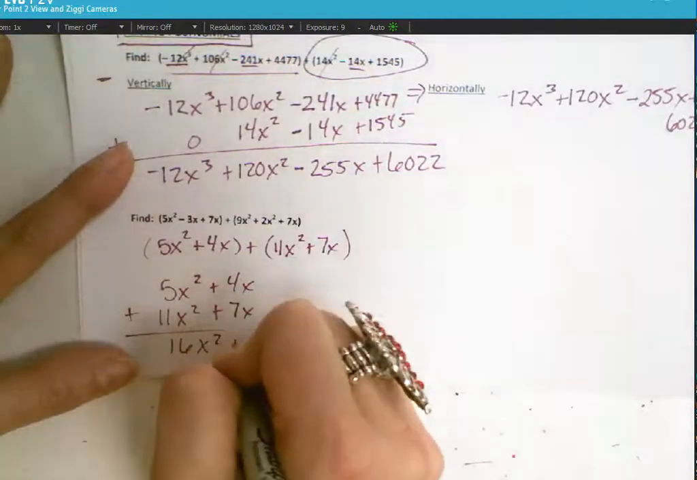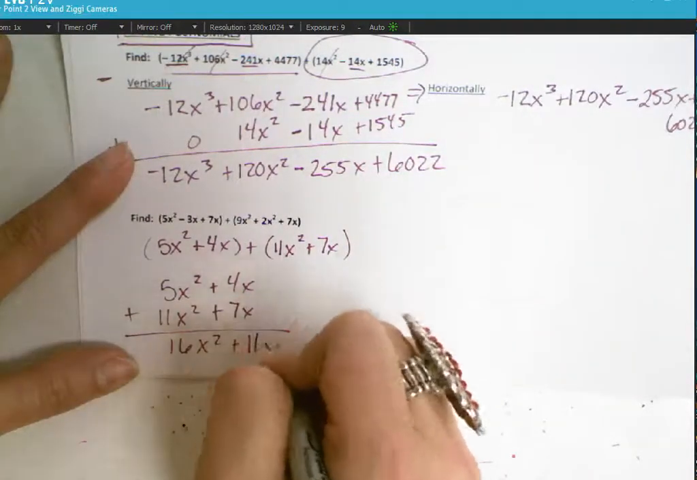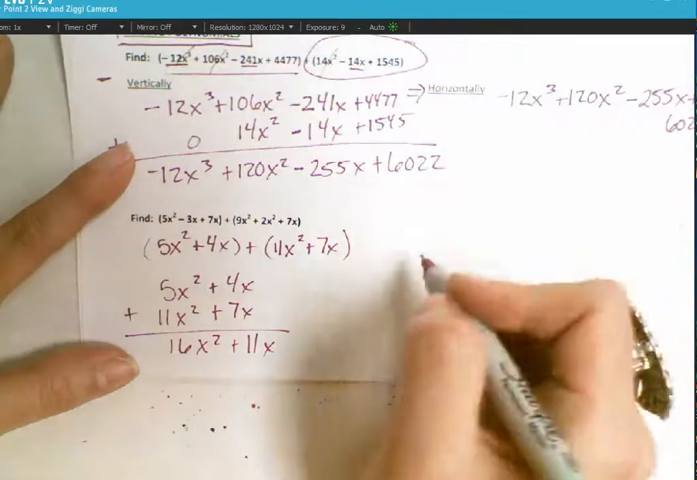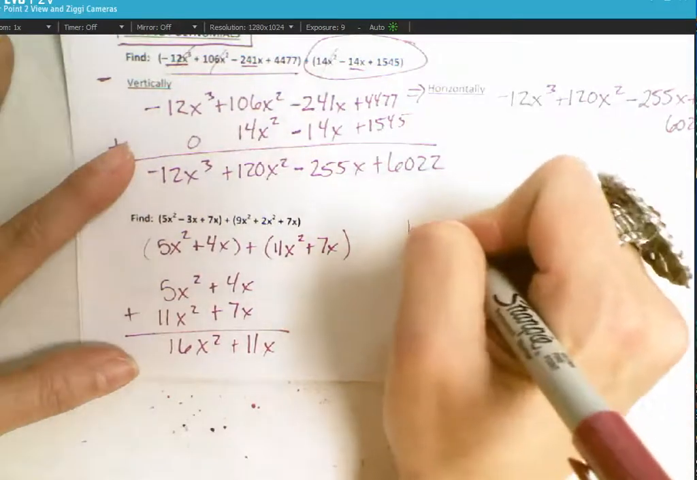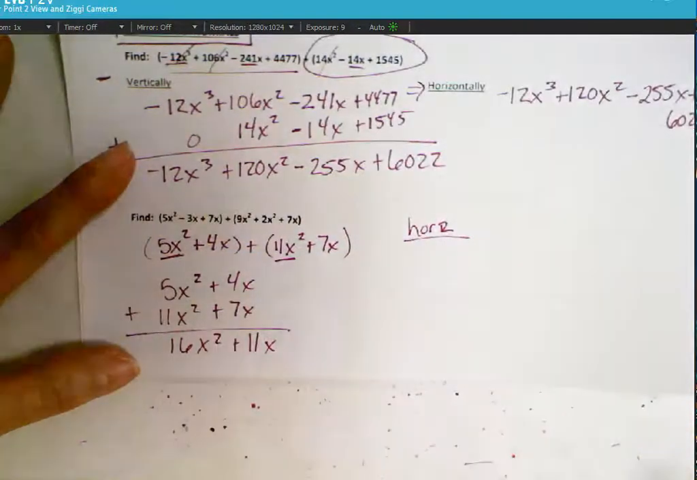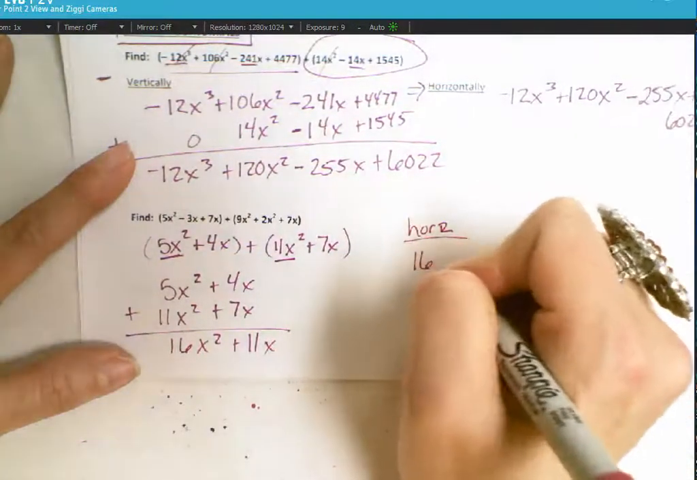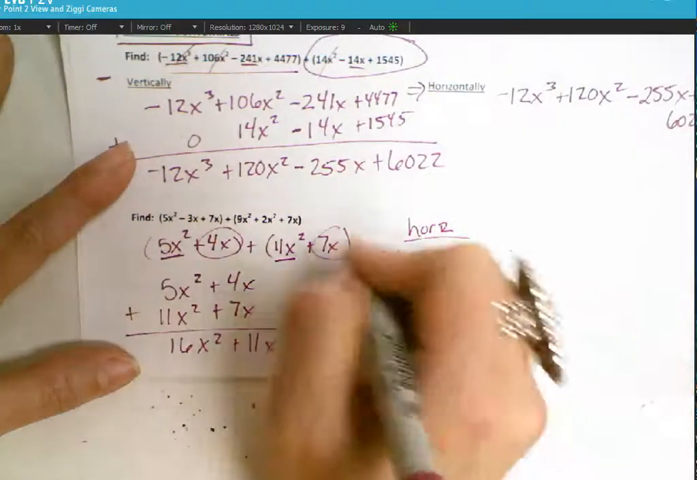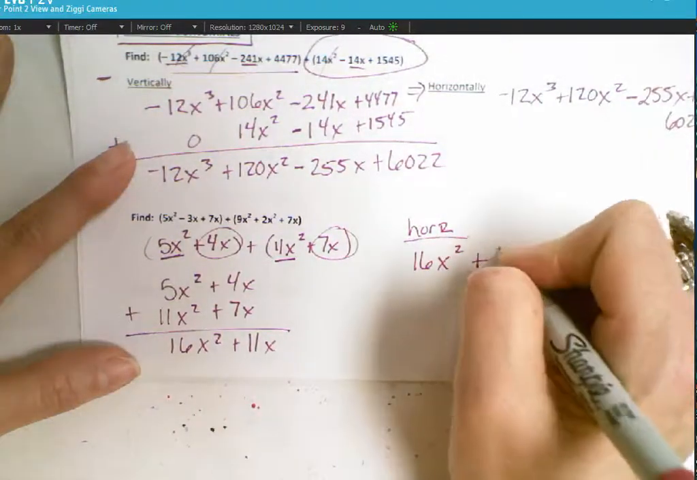16x squared plus 7, 8, 9, 10, 11, 11x. Even if I did it horizontally, I should get the same thing. So if I do a horizontal, I'm looking at, there's 5x squared, there's another x squared. Combined like terms, I get 16x squared. Then I have a 4x and a 7x, I end up with 11x.